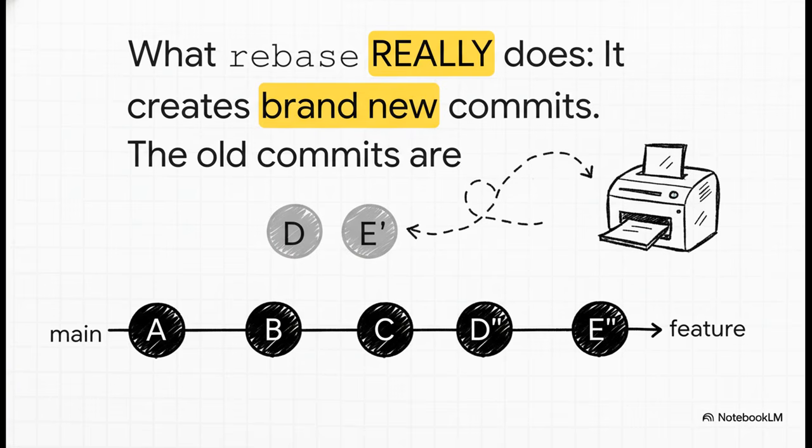It doesn't actually move your old commits. It can't. Commits are permanent. Instead, what it does is create brand new copies of each of your commits with new parents. The old commits are just left behind, abandoned. And this is why you must never, ever rebase a branch that other people are also working on. You're not moving history, you're rewriting it.